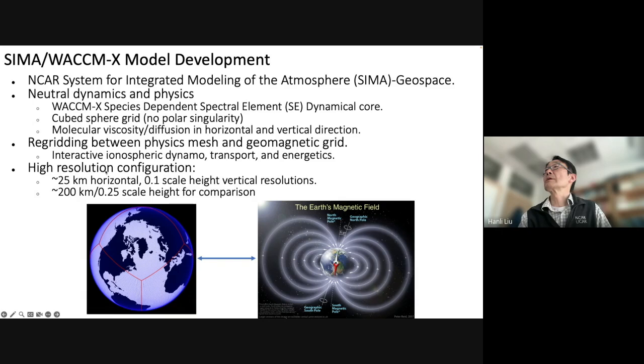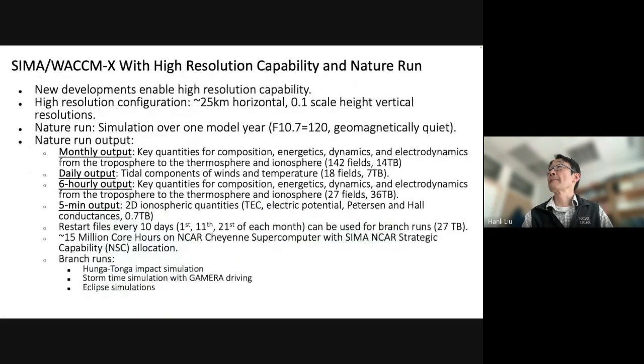And this is the resolution configuration we're talking about. The high resolution we go so far is at 25 kilometer horizontal, 1/10 of scale height in the vertical. And this is a control with the older, the usual resolution we have. And with that, we recently completed 1 year of what we call a nature run, under solar moderate conditions, and there's no geomagnetic storm. So it's quiet, and we saved a bunch of fields, limited by the storage.